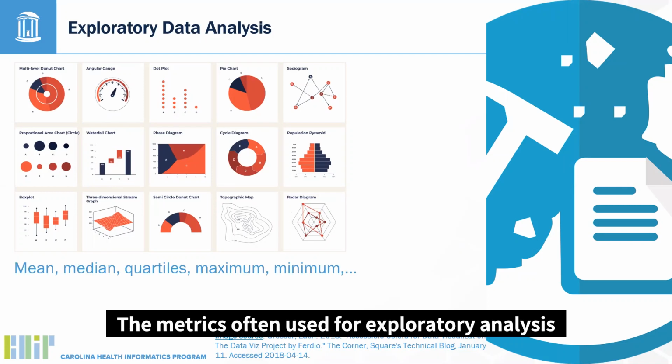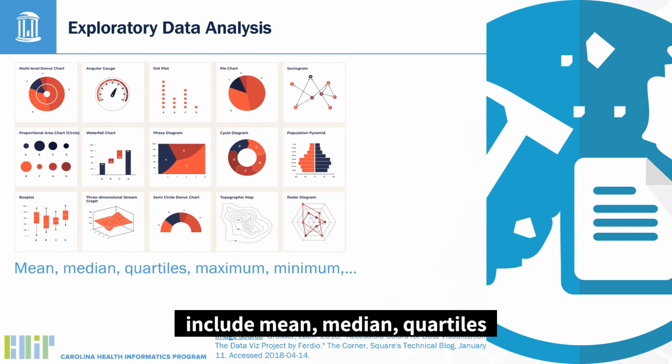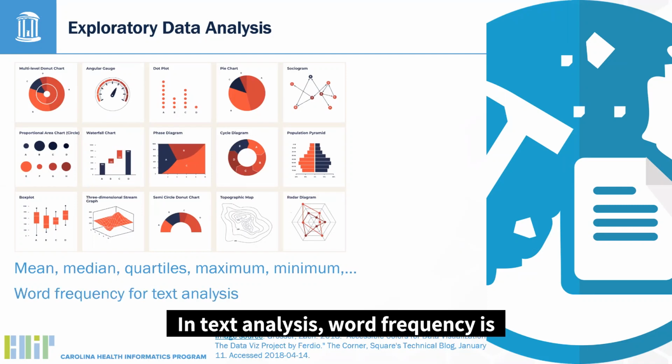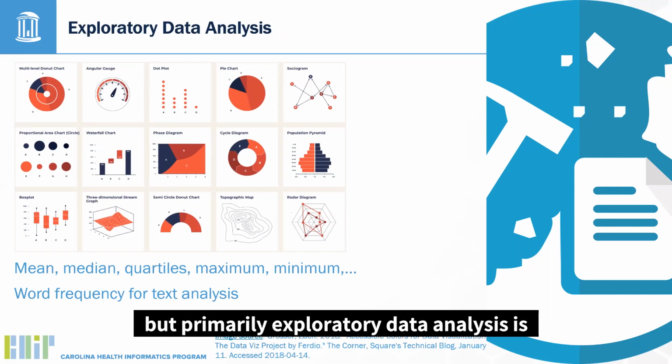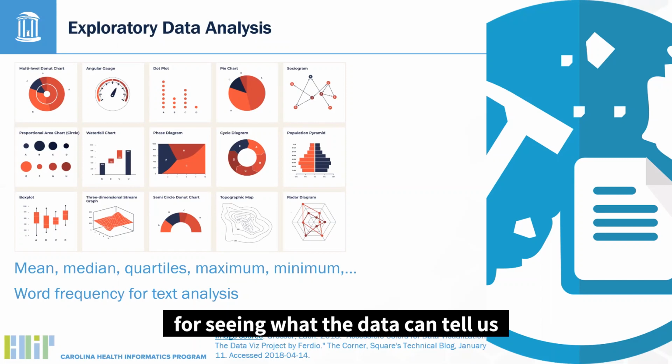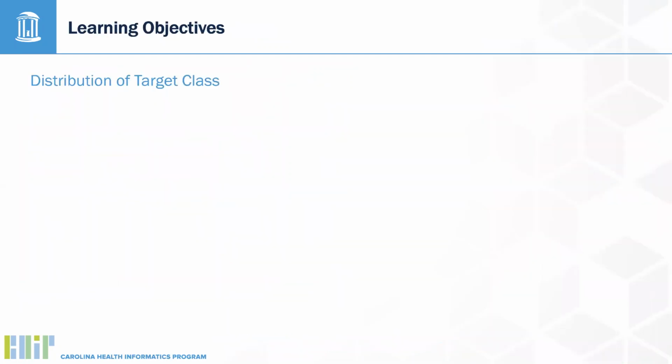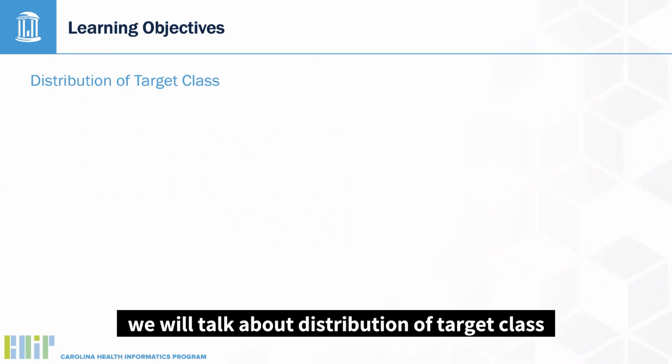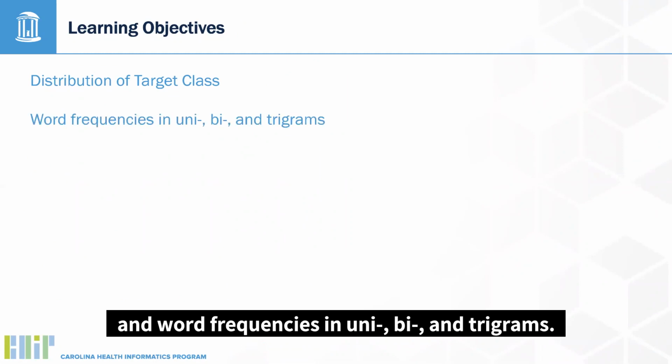The metrics often used for exploratory analysis include mean, median, quartiles, maximum, and minimum values. In text analysis, word frequency is the most important metric for exploratory data analysis. A statistical model can be used or not, but primarily, exploratory data analysis is for seeing what the data can tell us beyond the formal modeling or hypothesis testing task. In this video, you will learn about the distribution of target class and word frequencies in uni, bi, and trigrams.